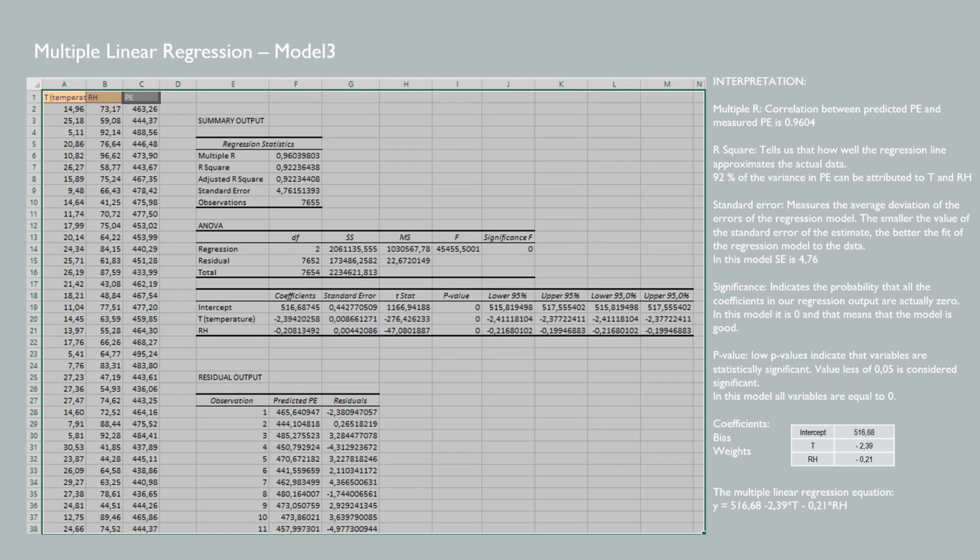In the third model, I am excluding the vacuum variable. Interpretation. Multiple R is 0.96. R square 92%. Standard error in this model is 4.76. Significance in this model is 0. P-value in this model: all variables are equal to 0. The equation of the multiple regression is given at the bottom of the slide.